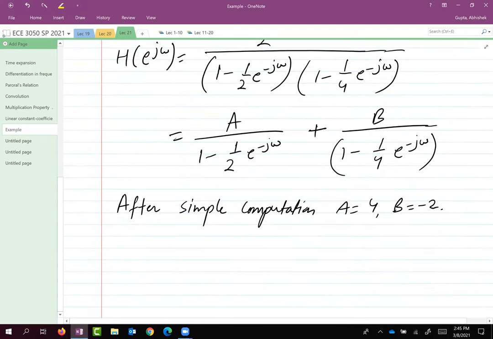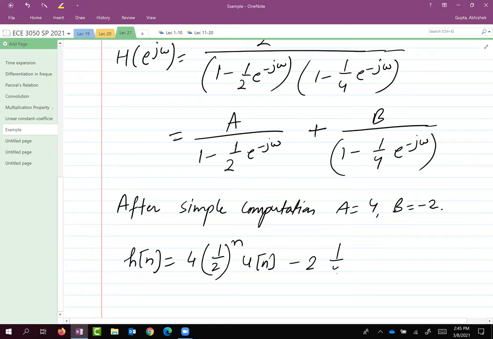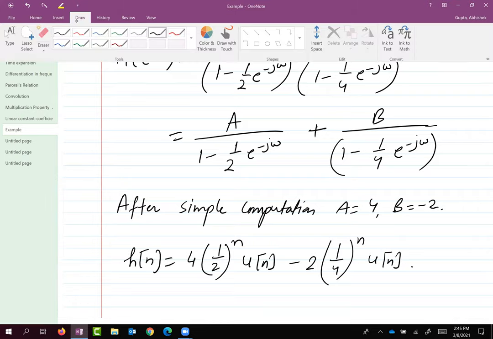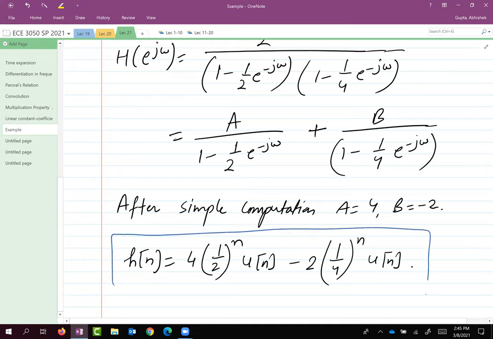And we can put in the appropriate values of A and B there. Then I get h[n], which is the inverse Fourier transform: 4 (1/2)^n u[n] minus 2 (1/4)^n u[n]. And so I have calculated the impulse response of the system using partial fractions.